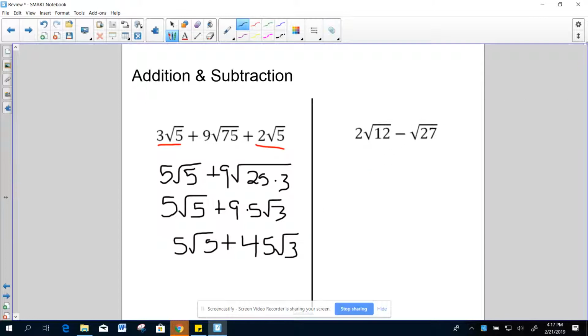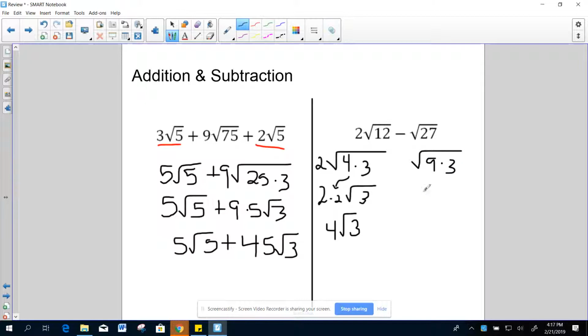Moving over to the second problem here, I have subtraction between the two. You're going to notice that I have 12 and 27. Both can be broken down. So I would have 2, 4 times 3 underneath. 2, bring out the square root of 4, which would be 2 out front. Rad 3. So I would have 4 rad 3 when simplified on this side. Breaking down this one, I would have 9 times 3. Square root of 9 goes to the front, would become 3. Keep in mind that I was originally working with subtraction in between. I would subtract these two, and my final answer I would be left with would be rad 3.